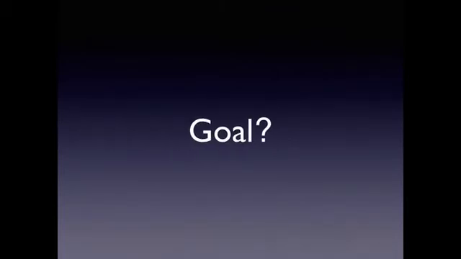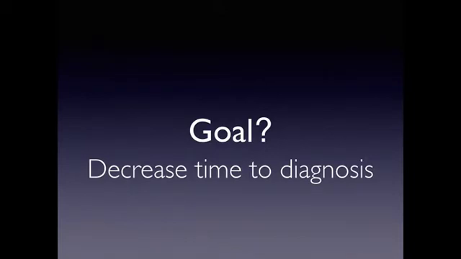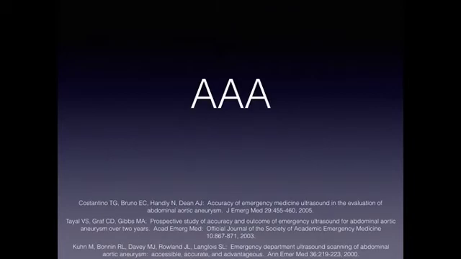So what's the goal, obviously, for us in the emergency department? The goal is to decrease the time to diagnosis. So if you can diagnose that abdominal aortic aneurysm prior to them rupturing, then you have done them some justice, and hopefully they will survive if they have to have it repaired. So as far as emergency physicians performing bedside aortic exams, what do you think the sensitivity, specificity, or accuracy would be? So the overall accuracy is about 100%.